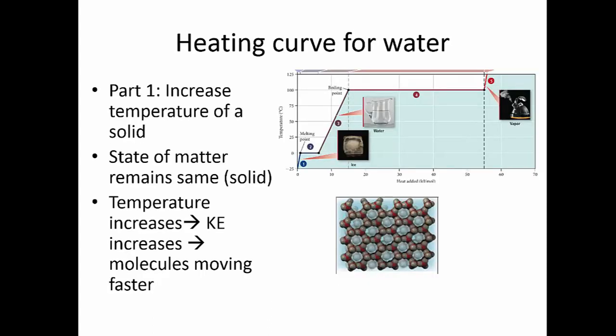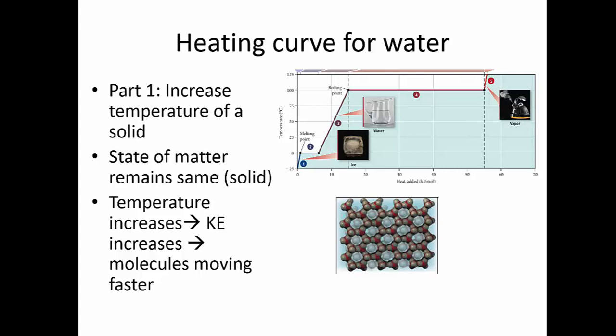Now we're going to look at a heating curve and see what happens at various points during a heating curve. This one's specifically for water, but similar things would happen with other substances. You would just have different melting points and boiling points depending on your substance. So step 1 during a heating curve, you have a solid and you're increasing the temperature of that solid. So the state of matter is remaining the same. It's just the temperature that's increasing.